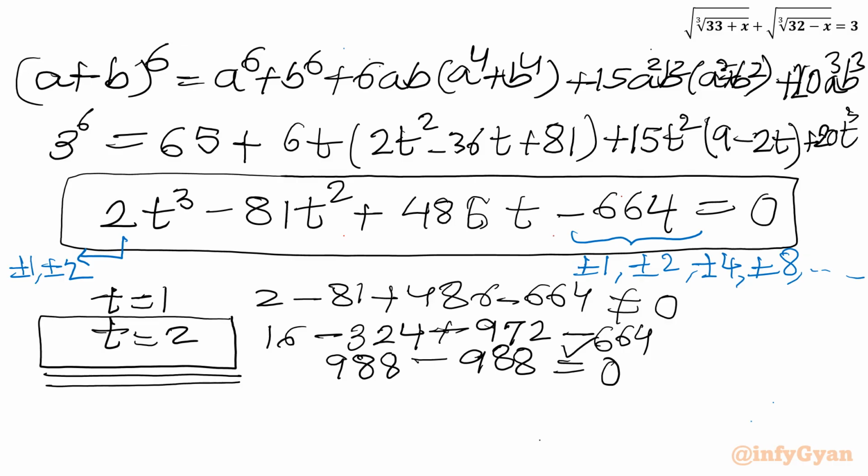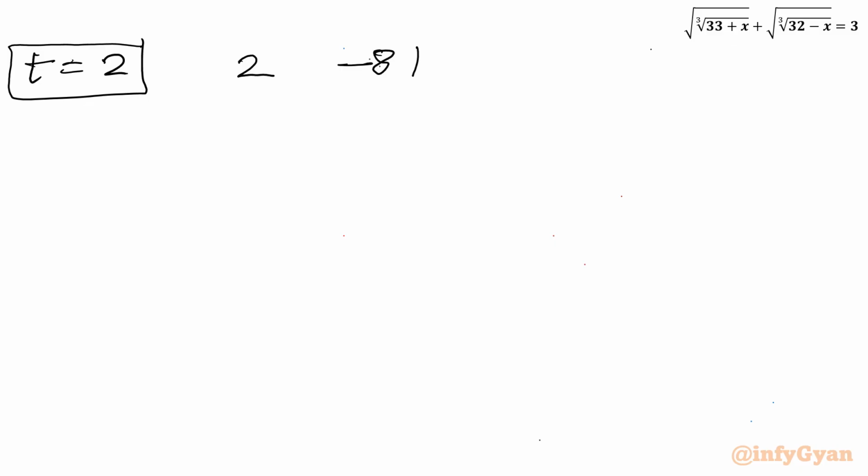Now I will write the coefficients of this cubic equation for the synthetic division method. Let me write here. So I will write our base solution first, t equal to 2. Now coefficients: coefficient of t cube 2, coefficient of t square minus 81, coefficient of t 486, constant minus 664.